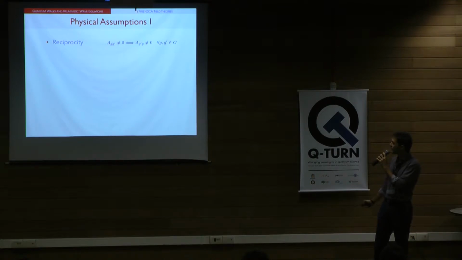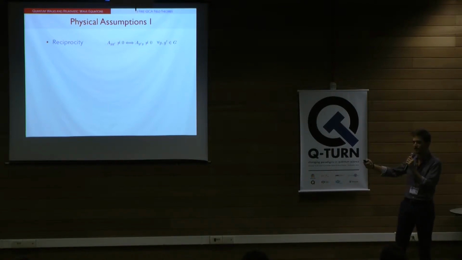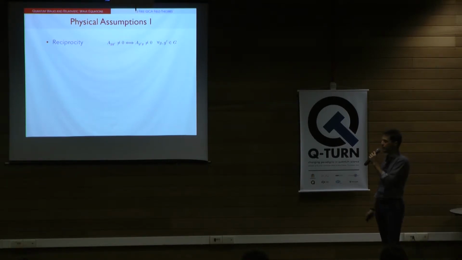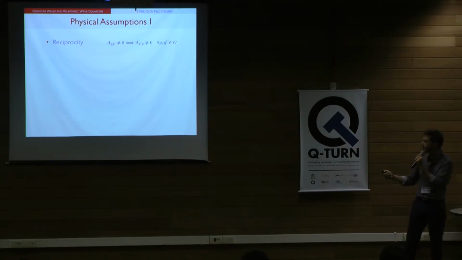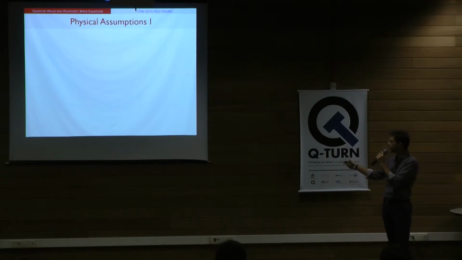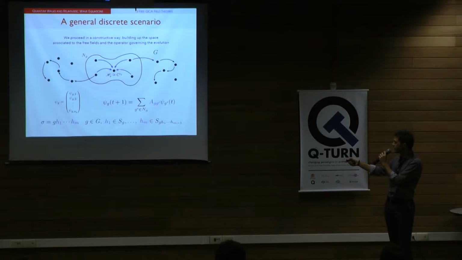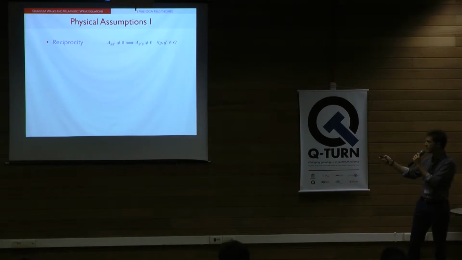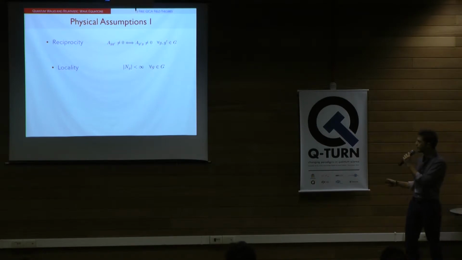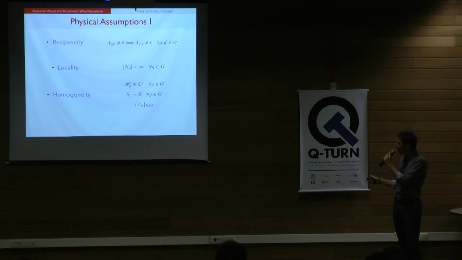So we can start with the physical assumptions very quickly. We want to model physical law in some way with this kind of model. So we want to have some minimal symmetry requirements, which are reciprocity. If a node, as I showed you before, interacts with another node, the second node interacts with the first one. So reciprocity is a symmetry requirement on the transition matrices. Then we have locality, as I told you before. So the neighbor scheme is finite, of course, for each node. And the number of edges is the same for homogeneity.